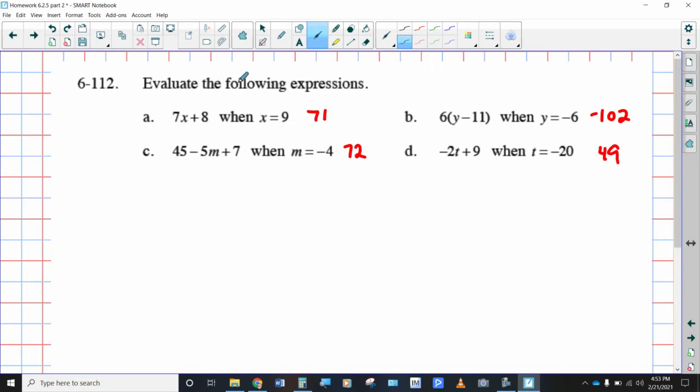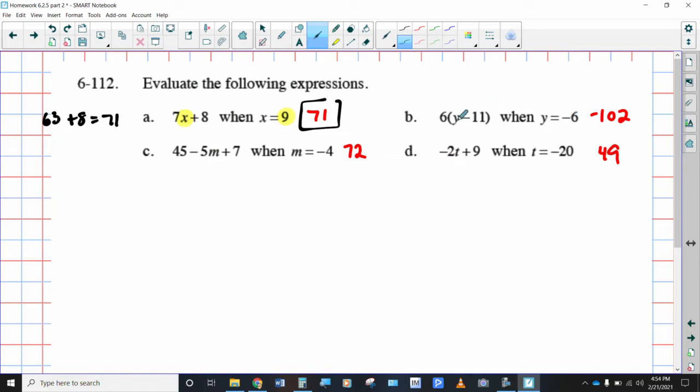All right, evaluate the following expressions. The reason why you want to evaluate is because this is how you check your solutions when we are solving equations. So if we solved an equation and we think x is equal to 9, then we should be able to plug 9 into the equation and evaluate the expressions to make sure that both sides of the equation have the same value. So you just take 7 times 9. 7 times 9 is 63, and then add 8 to that, and you get 71. So this one is going to be 71 after you've evaluated it.